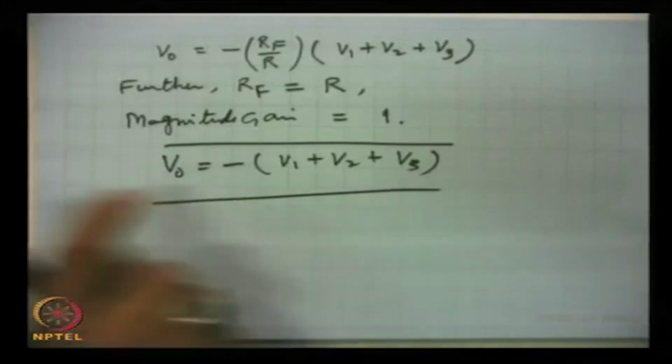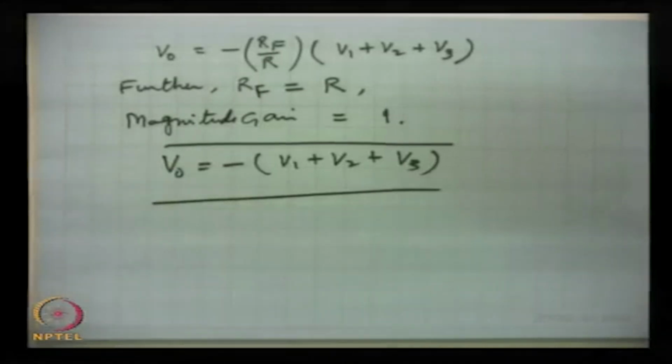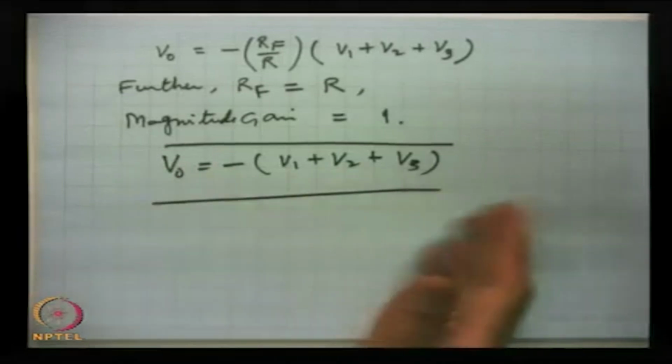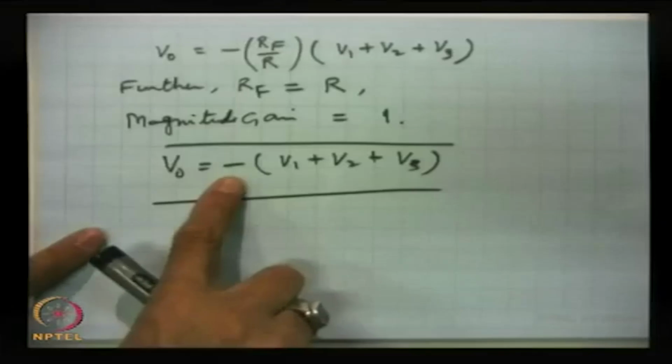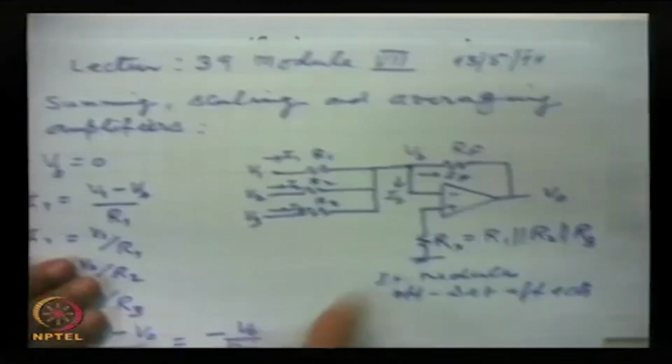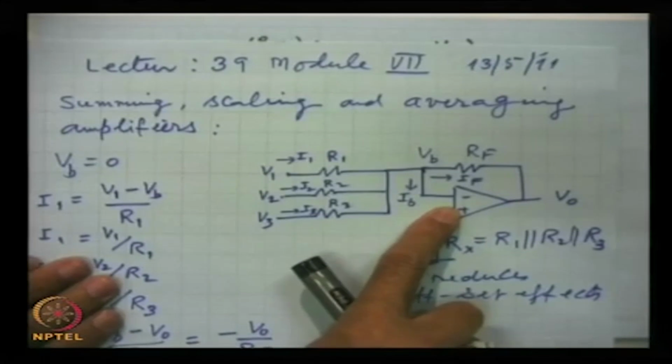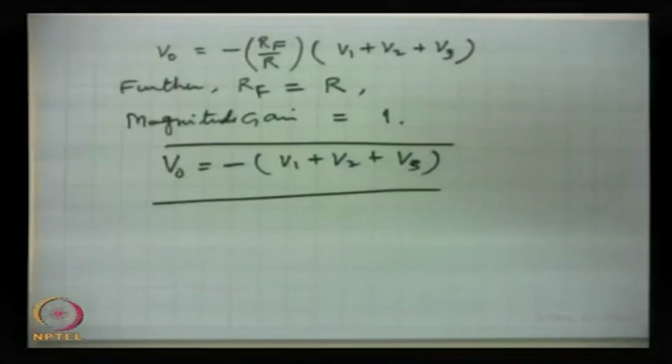That sign is not really material. If we want positive, we can use the sign changer circuit after that, which we have already discussed. And this minus sign is coming because we have taken an inverting amplifier. If we take non-inverting, this sign automatically will disappear, but as I said, it is not a significant point. So, this is the summing circuit.